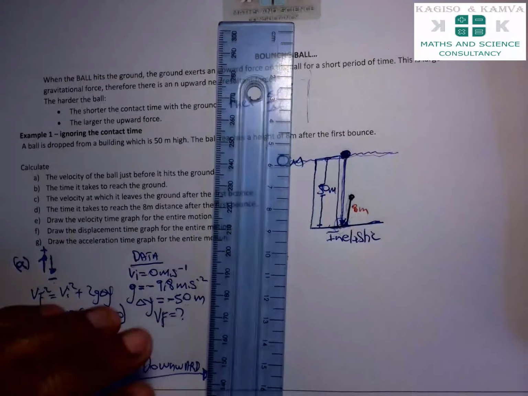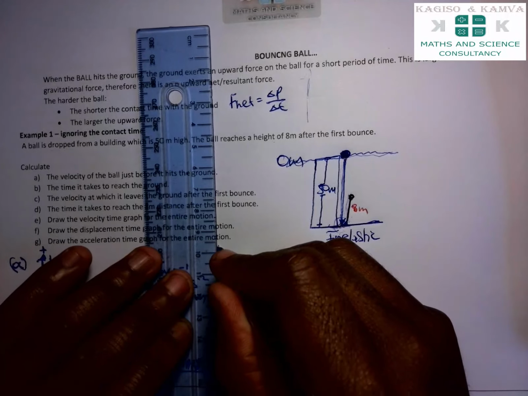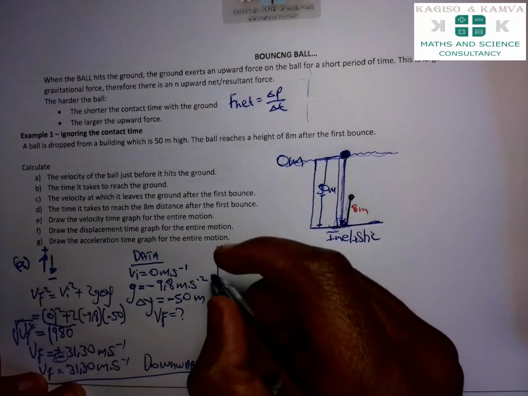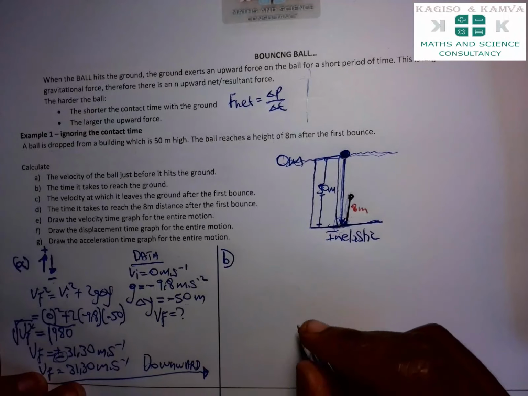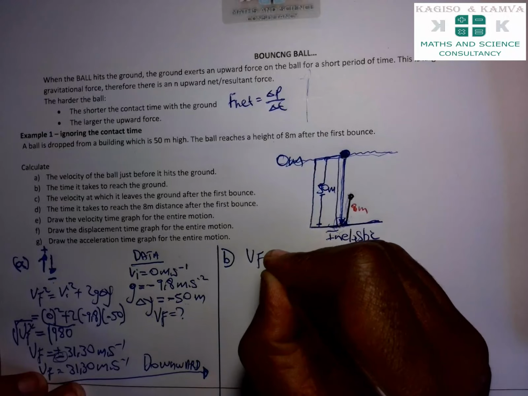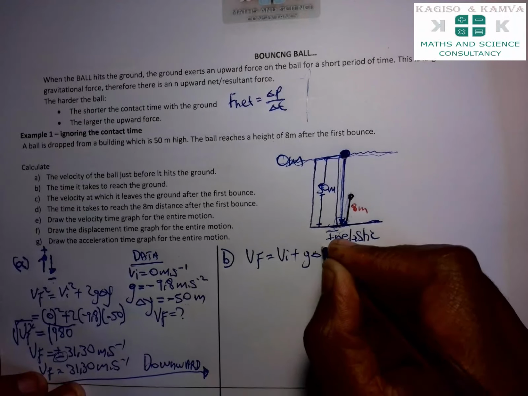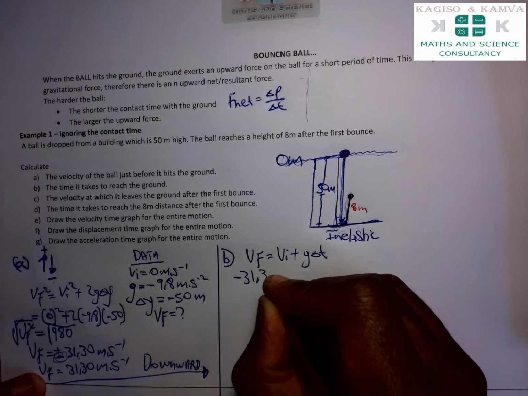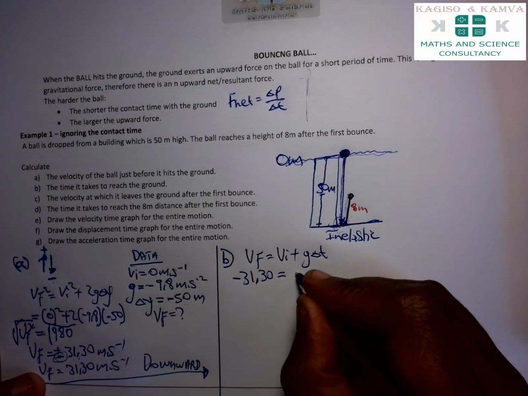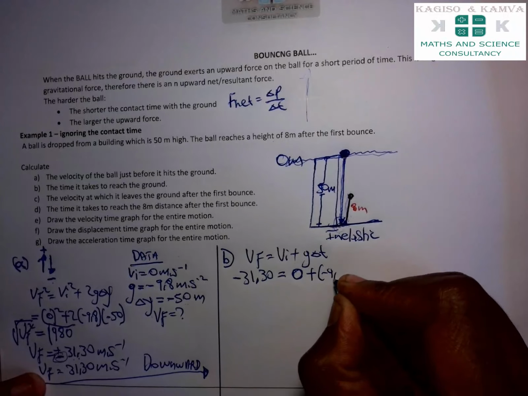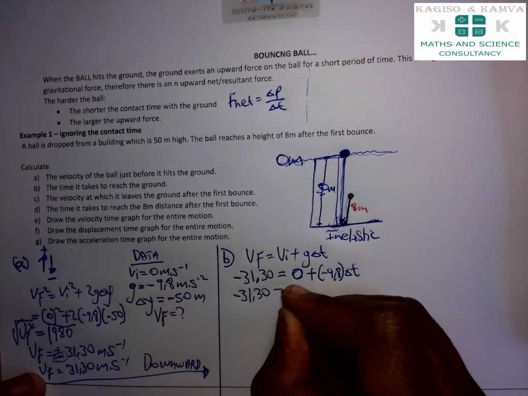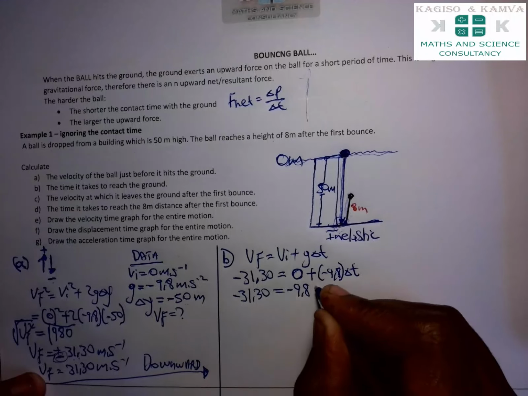Good. Now let us do part B, the time it takes to reach the ground. I'm going to use this formula: VF is equal to VI plus G times the change in time. The final velocity is negative 31.30. So negative 31.30 is equal to, since it was dropped, 0 plus negative 9.8 times the change in time.